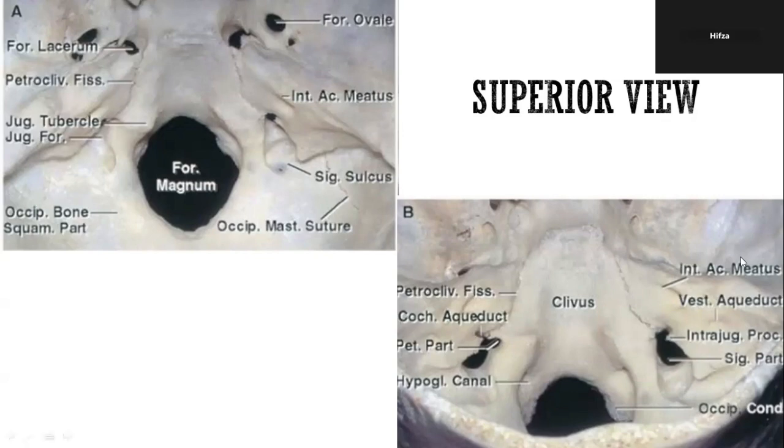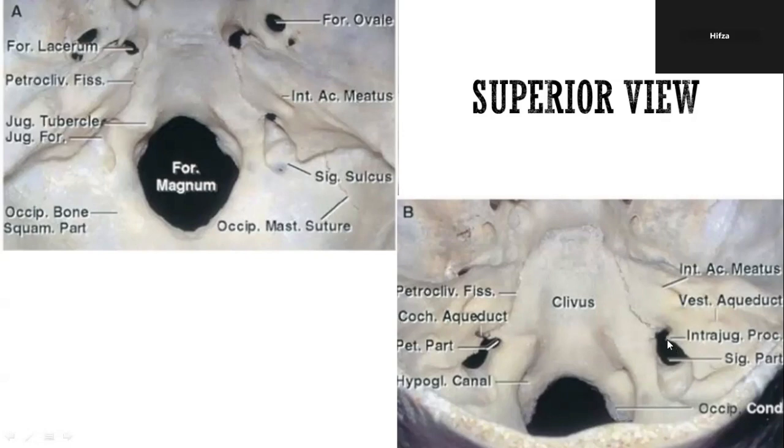And this is the vestibular area where the vestibular aqueduct lies here, and the lymphatic sac is present, which opens into the vestibular aqueduct. And here we have the intrajugular process of the jugular foramen. So this is the petrosal part, and this is the sigmoid part where the sigmoid sinus drains into the internal jugular vein. And in between, we have the neural complex, which traverses the foramen.